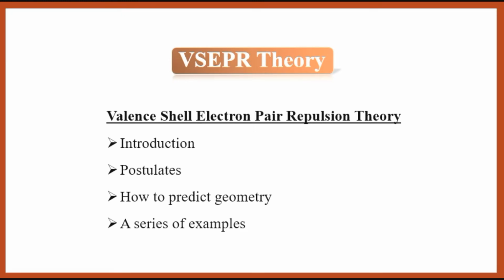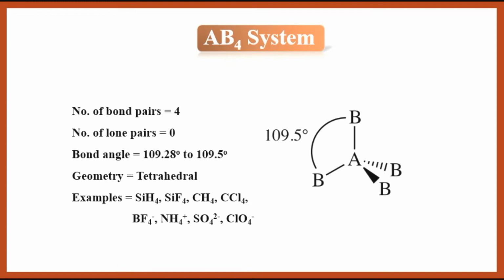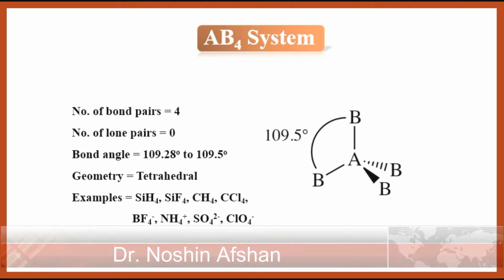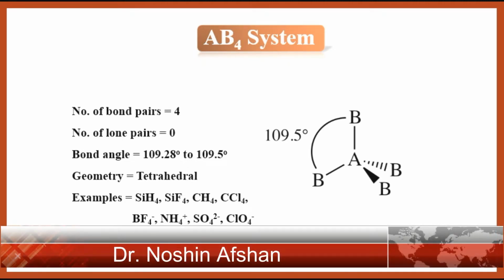The special topic of discussion is valence shell electron pair repulsion theory. Our next system is the AB4 system. When a central atom of a molecule is bonded to 4 other atoms and has no lone pair of electrons on it, the molecular geometry will be tetrahedral, with the bond angle to be 109.28 degrees, and it ranges from this value to 109.5 degrees.